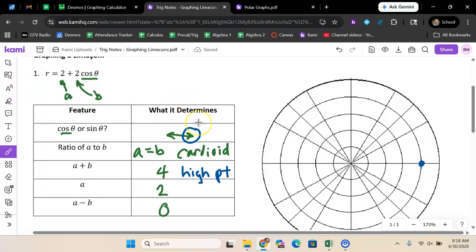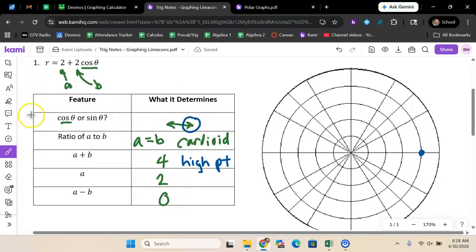So if we have both positive here, and the cosine is our trig function, the high point, which is the a plus b, is going to be out to the right. So I'm going to go out to the right 4 and put a point right there. The a value, which is 2, is what we call the stretch on the opposite axis. Our main axis here is the x. We're going to go out 2 on the y-axis, both directions, and put a couple points there.